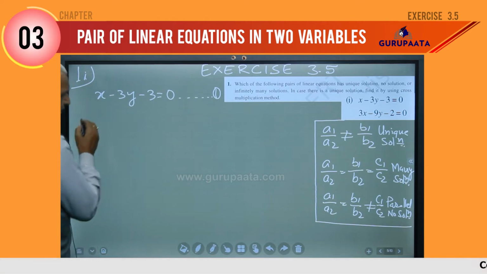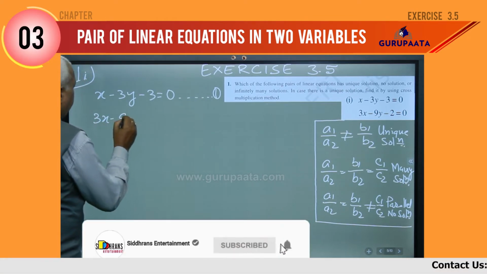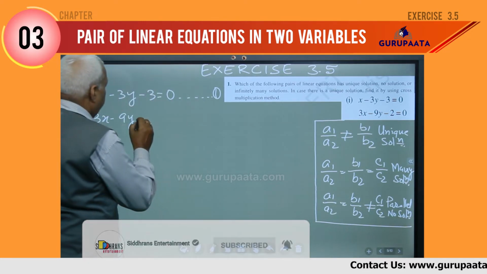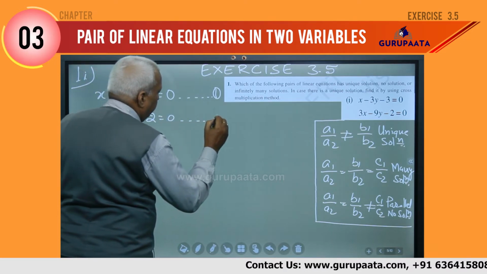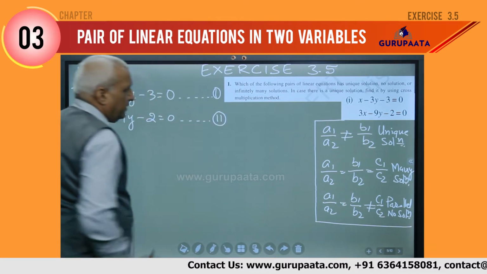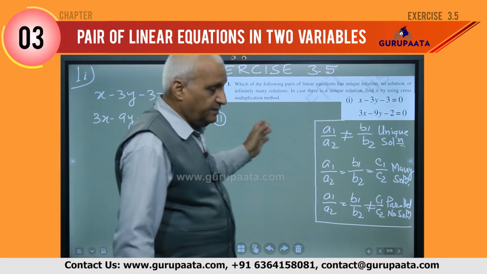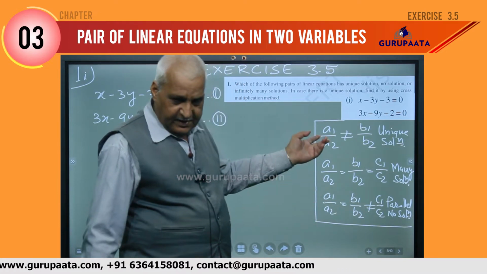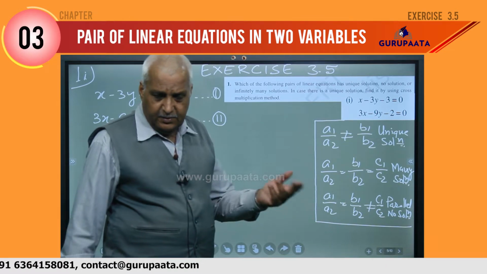Second equation, 3x minus 9y minus 2 equal to 0. Let it be equation number 2. So first we have to say whether this pair has a unique solution, or many solutions, or no solution.